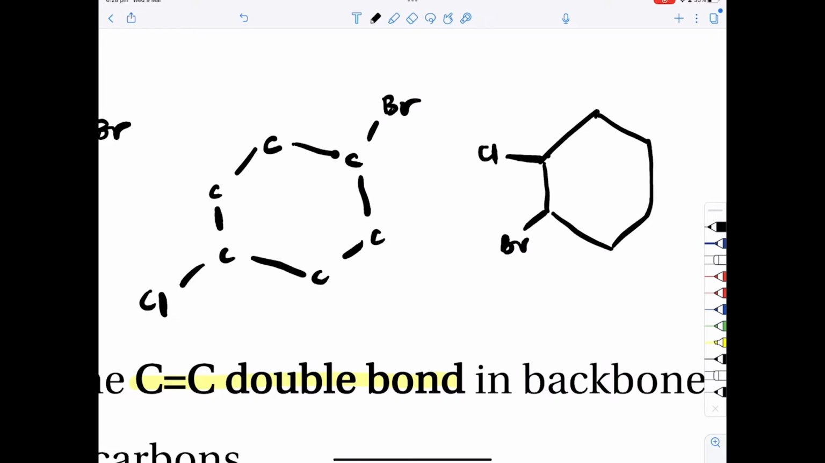So you've called the structure on the left bromochlorocyclohexane, what would you call the structure on the right? Right, it would also be bromochlorocyclohexane by my name. That's wrong.